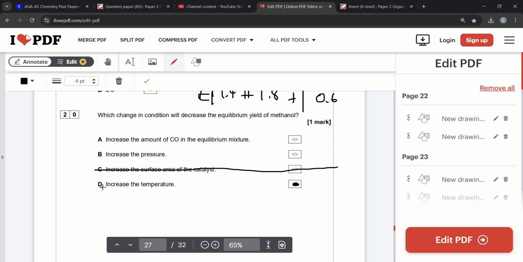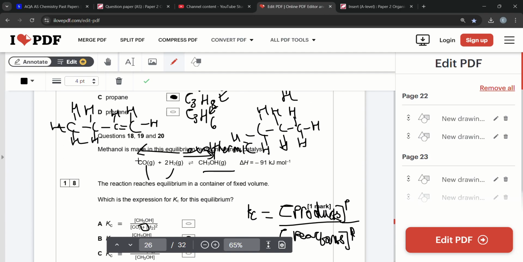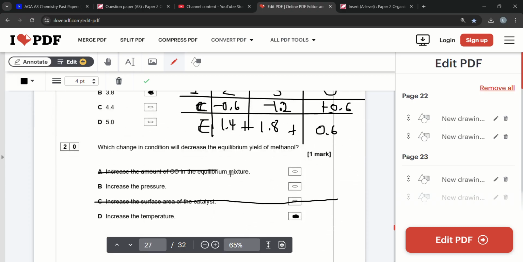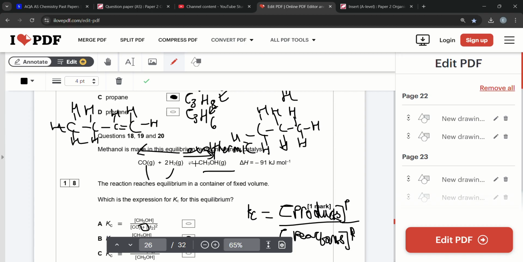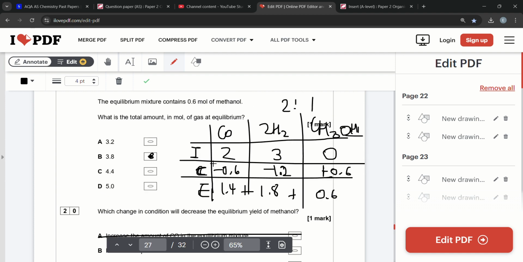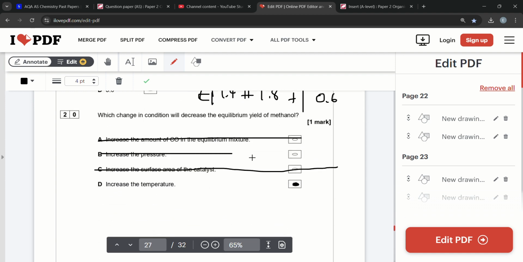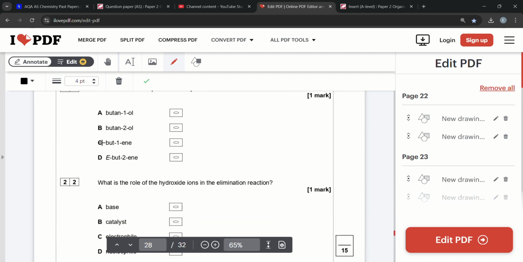And if you look at B and A, if we increase the amount of CO in the mixture, it's going to oppose it by increasing the amount of methanol. That one's clearly no. And if we increase the pressure, we're going to want to decrease the pressure, so it shifts to the side with fewer moles of gas, which is the right hand side, so it's going to actually increase the equilibrium yield of methanol. So therefore the answer is still D.